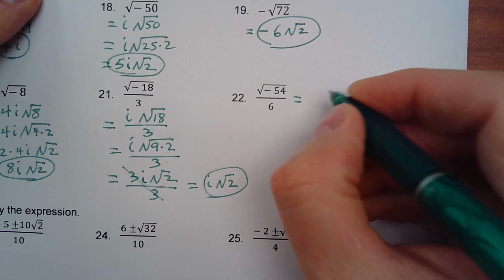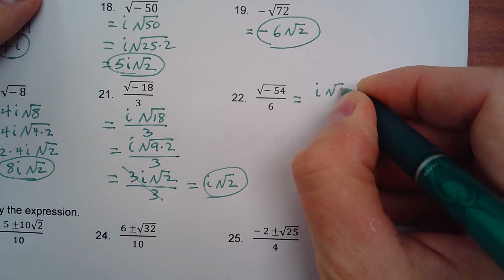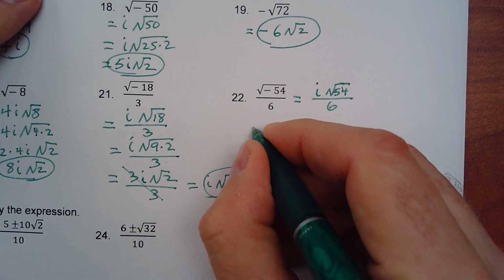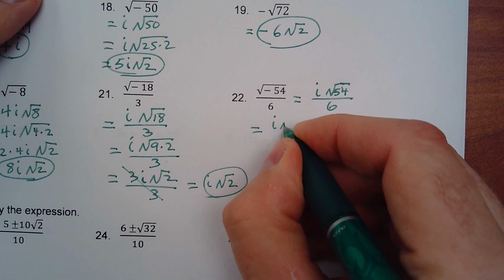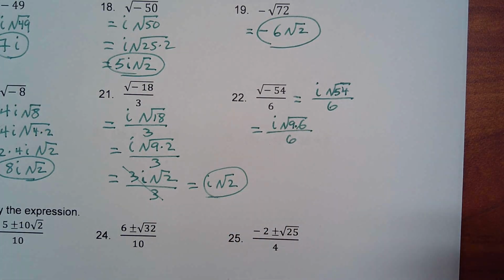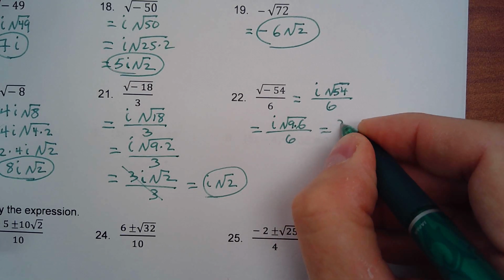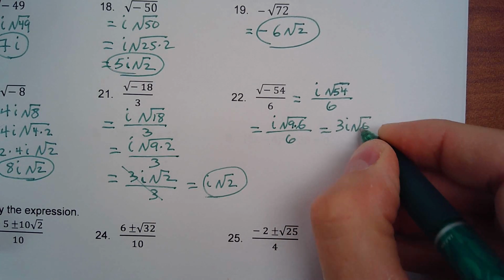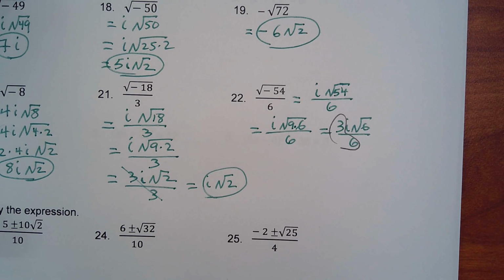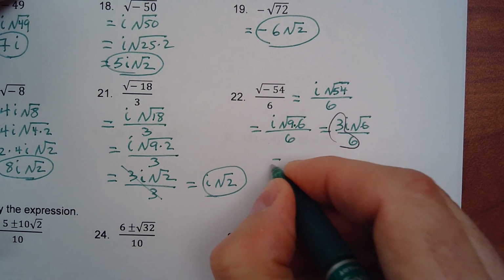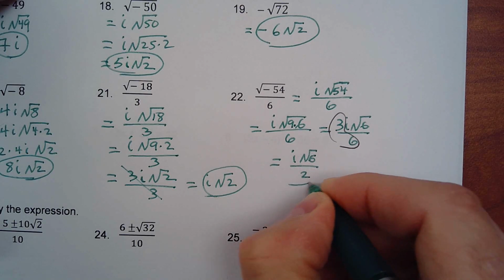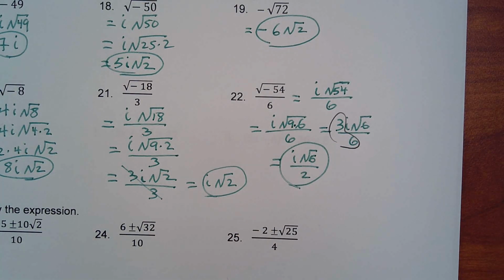This next one would be i square root of 54 over 6. 54 is 9 times 6. Square root of 9 is 3, so I can bring the 3 out in front. And then I can reduce these two numbers here. 3 over 6 reduces to 1/2. So that'd be i square root of 6 over 2. That's as far as we can simplify it.